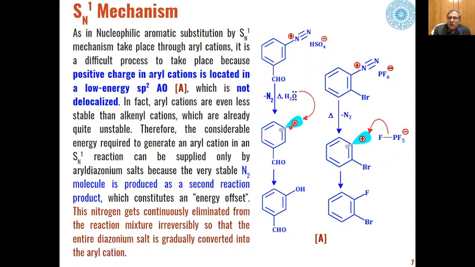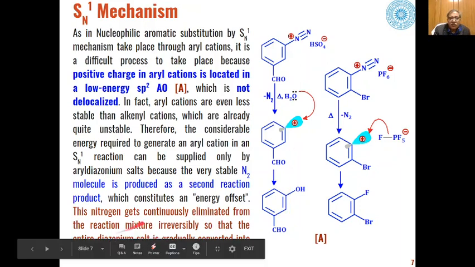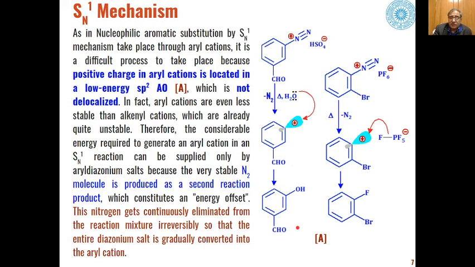So this cannot reunite with the nitrogen. That is why this immediately interacts with whatsoever nucleophile is available to this positively charged body. So that is how the entire diazonium salt is gradually converted into the product by SN1 type of mechanism.